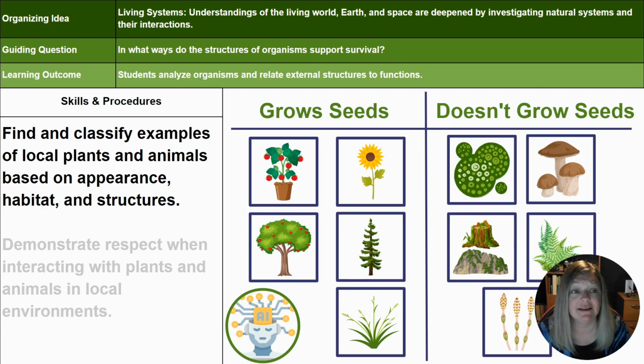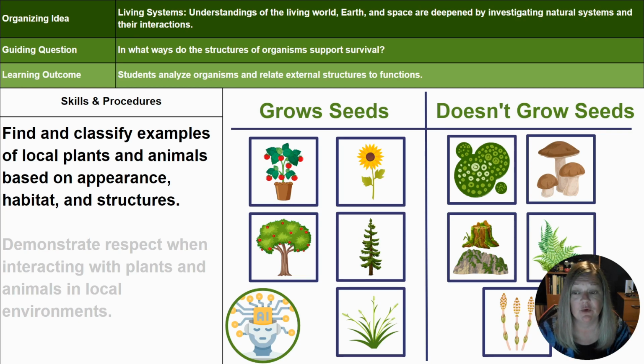Jumping into the living systems learning outcome about organisms and their external structures and functions. We are going to probably be doing a lot of comparing and sorting type activities where we're looking at different attributes of living organisms, comparing them to each other and grouping them according to a certain thing. So we could be talking about appearance or habitat or structures.